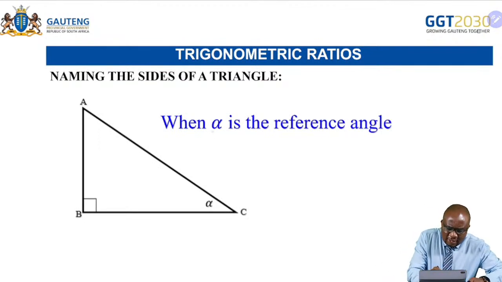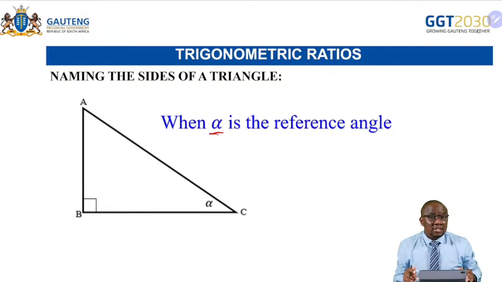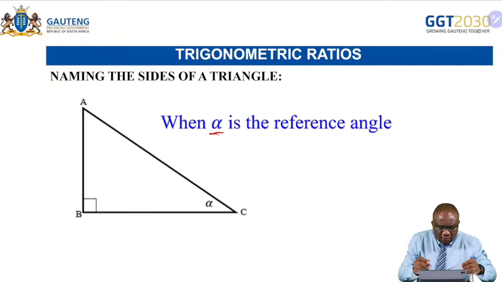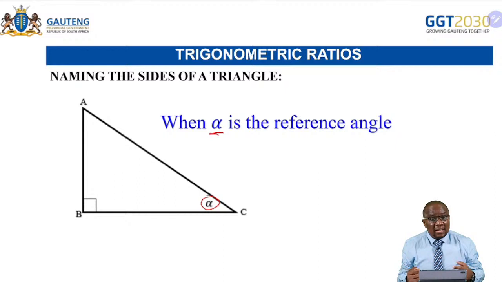When angle alpha is the reference angle, let me try to explain this. We have done the activity. Let me try to explain this. I'll give you the activities to do. Right. When alpha is the reference angle, this is our angle, because the opposite side and the adjacent side will depend on the angle that you are referring to.